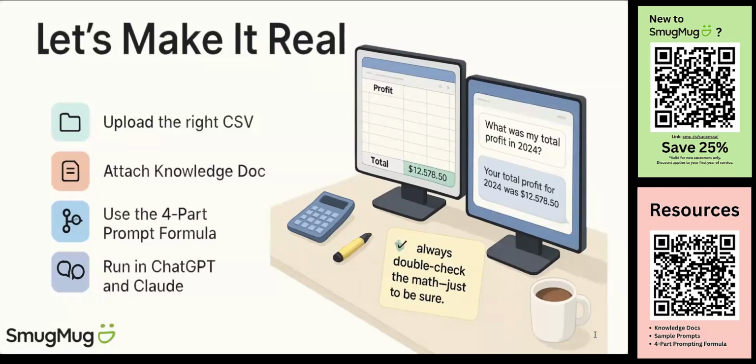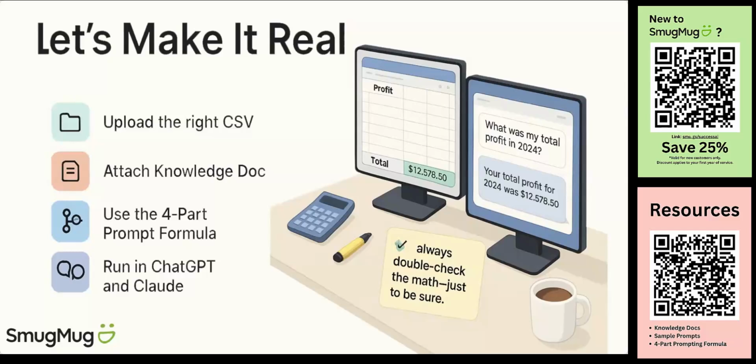Now that you've seen the formula, though, we're going to make this real. I'm going to walk you through a few live examples using actual SmugMug sales data, just like the kind you'd export from your account. That said, the data I'm using is synthetic. The personal information for the people you see is not real, but the order details are real.